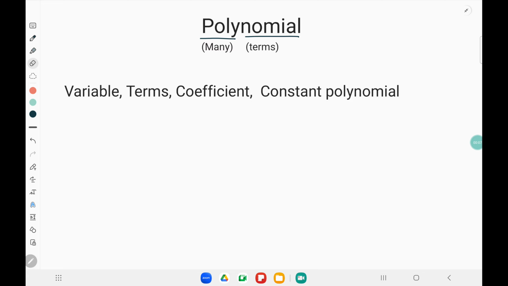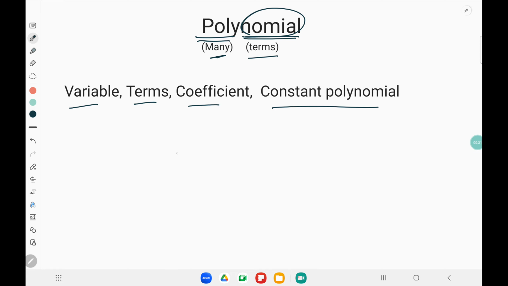This is the topic from the NCERT book class 9 chapter number 2. So let's see what is the meaning of the poly and what is the meaning of nomial. So poly means many, nomial means terms. So many terms means polynomial. Here I have written a few words. Let's see what is the meaning of those words.